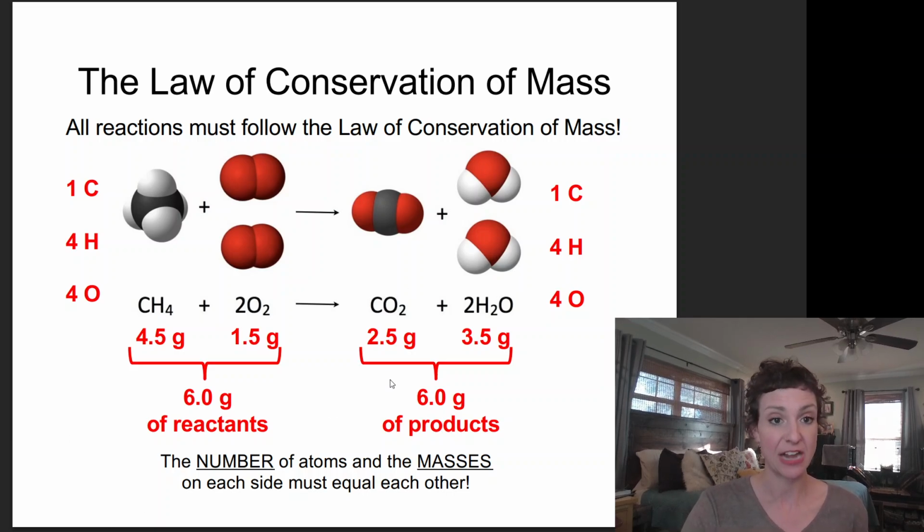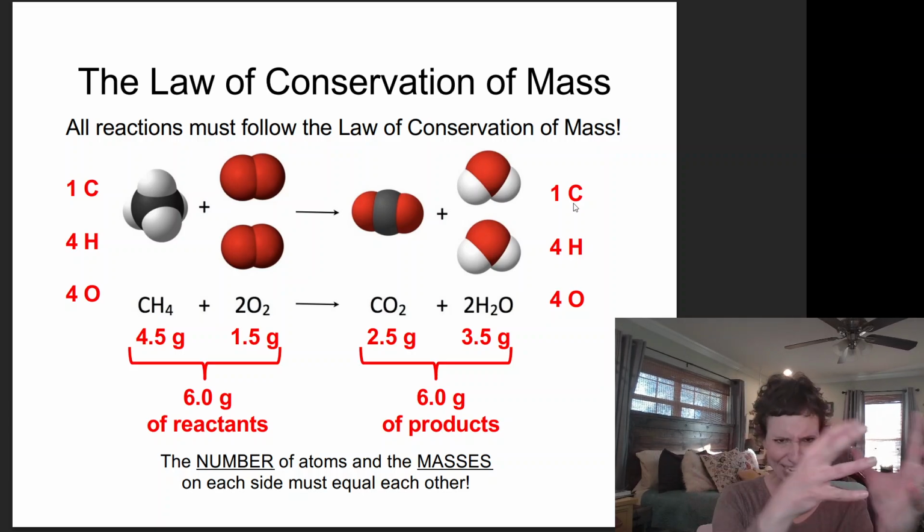So let's say I'm doing this reaction here where I react methane with oxygen and turn it into carbon dioxide and water. If you'll notice, my black circles are carbons. I have 1 carbon on the reactant side. I also have 1 carbon on the product side. My white circles are my hydrogens. I have 4 here on my CH4 molecule on the reactant side, and I also have 4 here on the product side. And then finally, the red circles are my oxygens. I have 4 of those on the reactant side, and I have 4 of those on the product side.